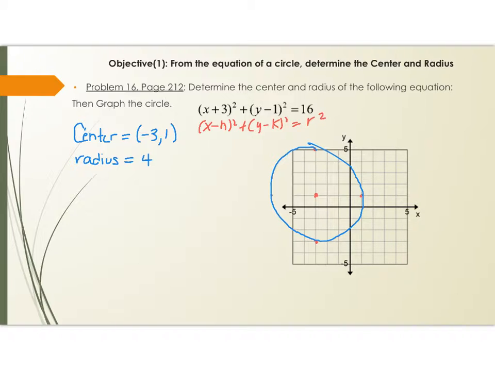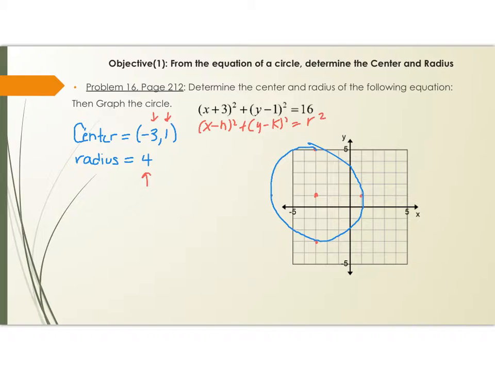So the h in this case, in order to get us back to 0, is going to be minus 3. The k in this case is going to be 1. So our center is minus 3, 1. Our radius is the square root of r squared, which is just 4. So now we can draw our circle.